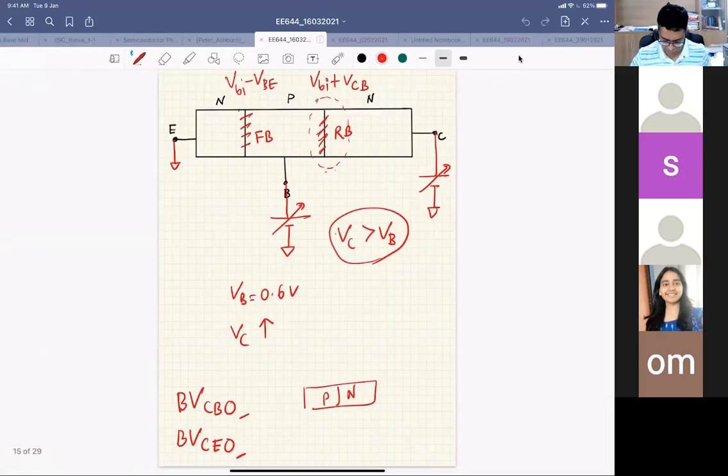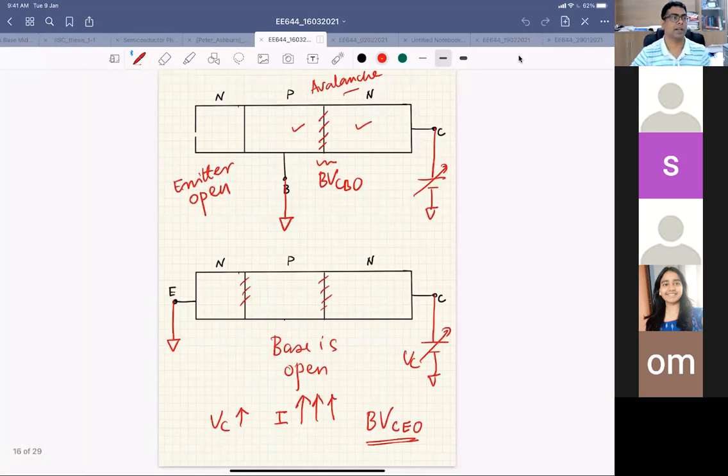Okay, so we were talking about the breakdown voltages in a bipolar junction transistor. We discussed two breakdown voltages yesterday. One is BVCBO, the breakdown voltage of the collector-base junction when the emitter is open, and the other is BVCEO, the breakdown voltage between collector and emitter when the base is open, right? So these are the two important breakdown voltages in a bipolar junction transistor, BVCBO and BVCEO.